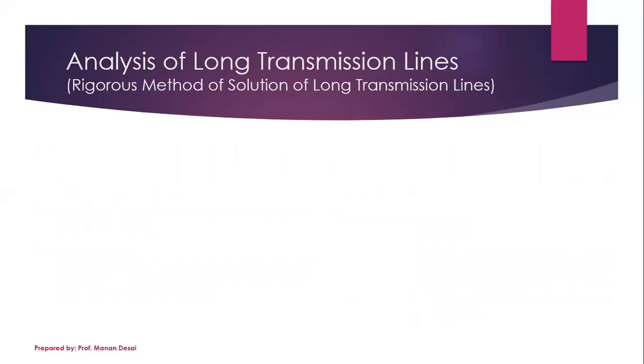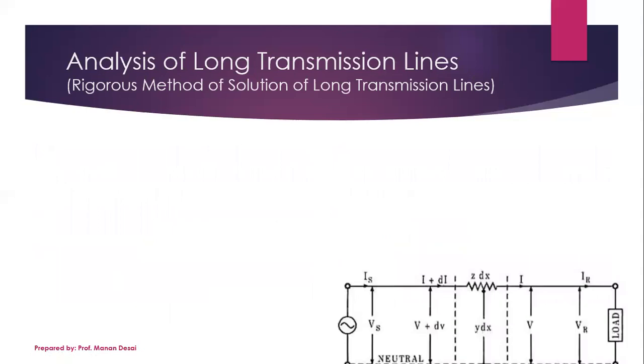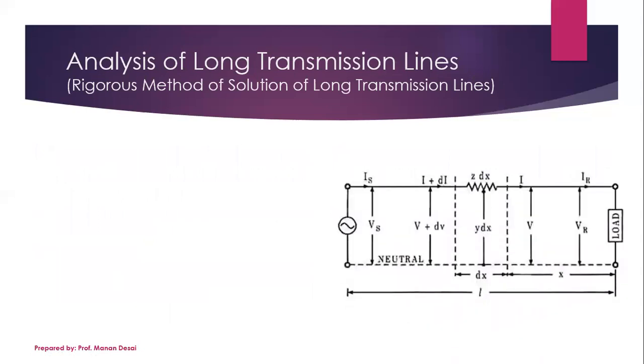Now, long transmission line analysis with the rigorous method. So students, here you can see in the figure the source and the load. These are uniformly distributed parameters, so we have put them here in a unique form. This is the impedance Z, and here is the admittance. dx is the part which we can calculate.